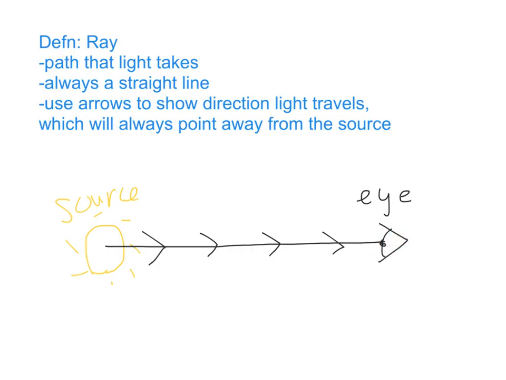If you have whatever kind of source it is, the light, unless it's a laser, the light's going to travel in all different directions. So you're going to have rays going in a whole bunch of different directions. So a ray is any of these. I just drew 4 rays. The arrows point away from the source, and they're always in a straight line.